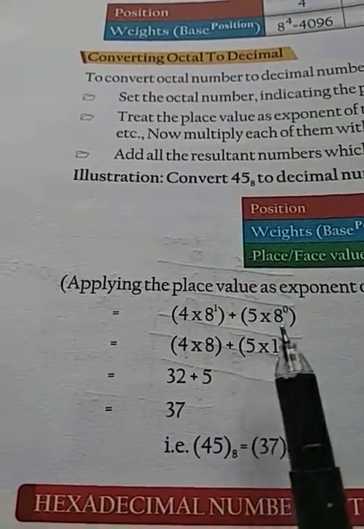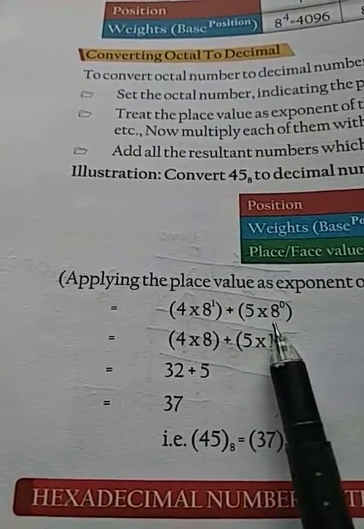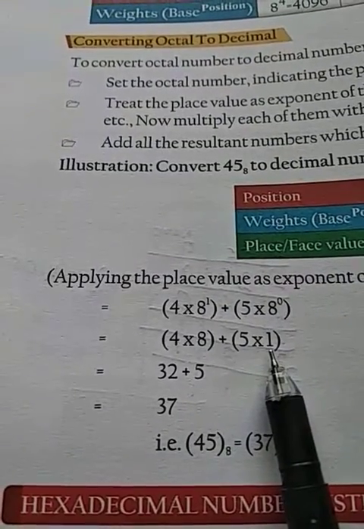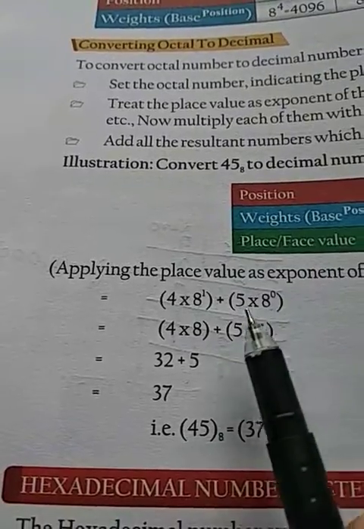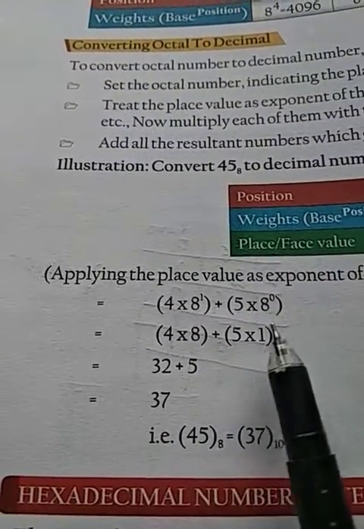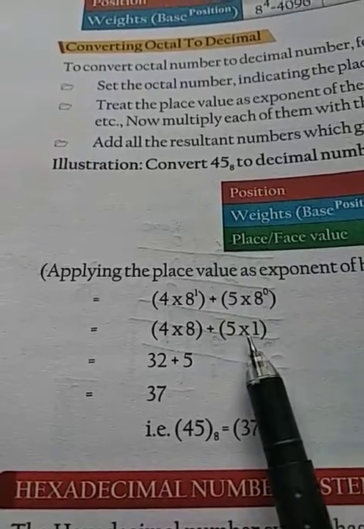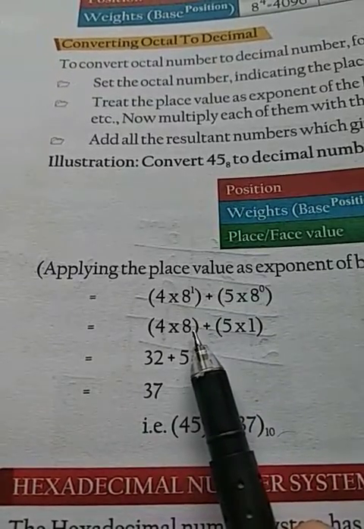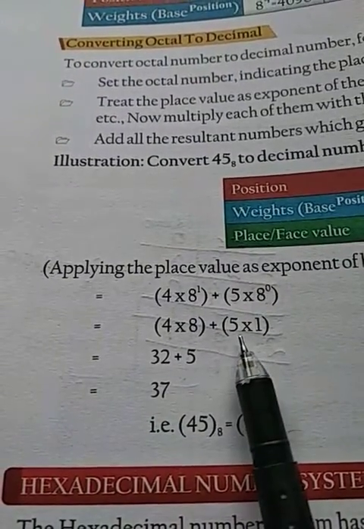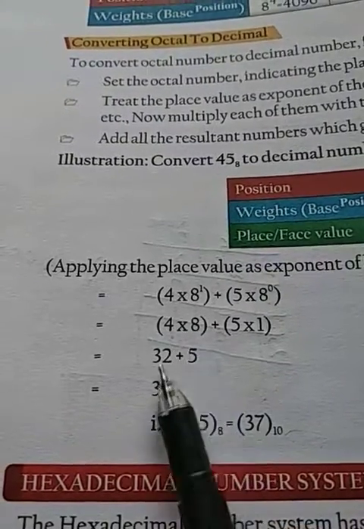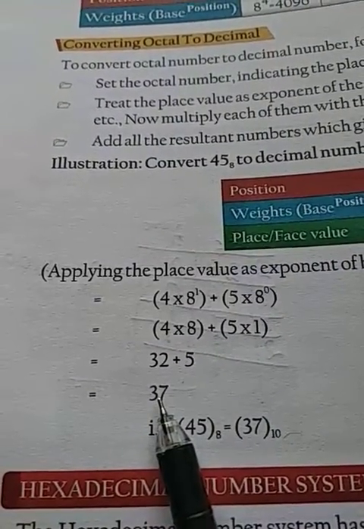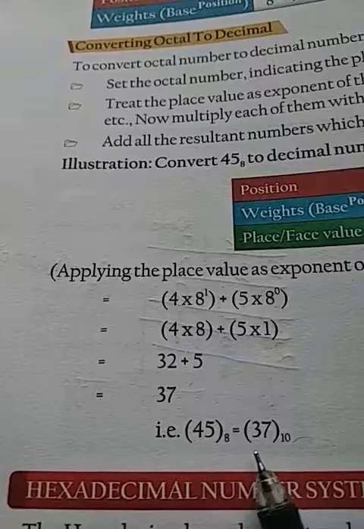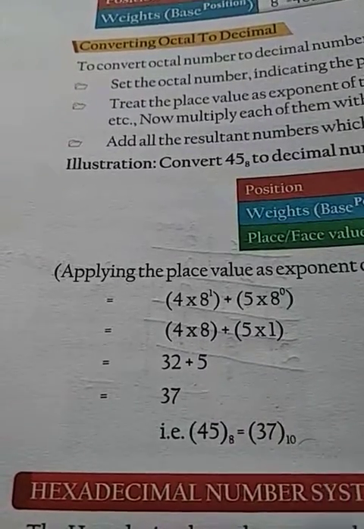So the number will become 5 into 1, because 8 to the power 0 is 1. In my previous classes, I explained how exponents work. Anything to the power 0 is 1. So 5 into 1 and then 4 into 8. Here it becomes 5, and this becomes 32, and then we add them and it becomes 37. So 45 octal becomes 37 decimal.